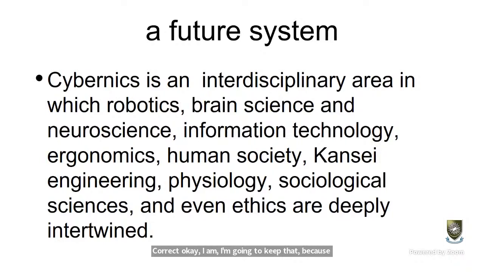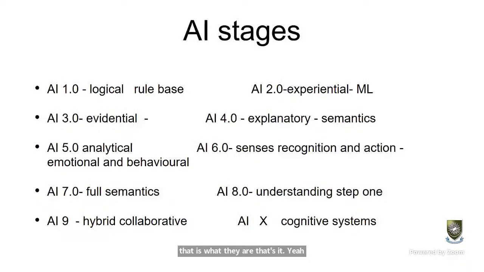What is the future system going to look like? The Japanese call this cybernetics. It is an interdisciplinary area in which robotics, brain science, neuroscience, information technology, ergonomics, human society, engineering, physics, physiology, sociological sciences, and ethics are all intertwined. That is what they are envisioning a future system to be. That's the Japanese definition. Okay, I think I'll skip the trends.